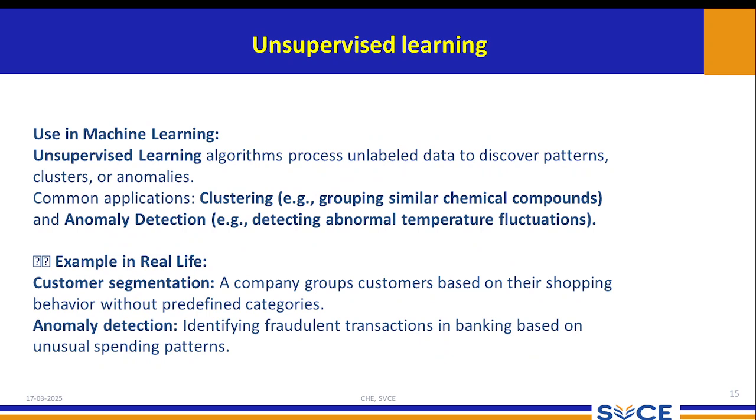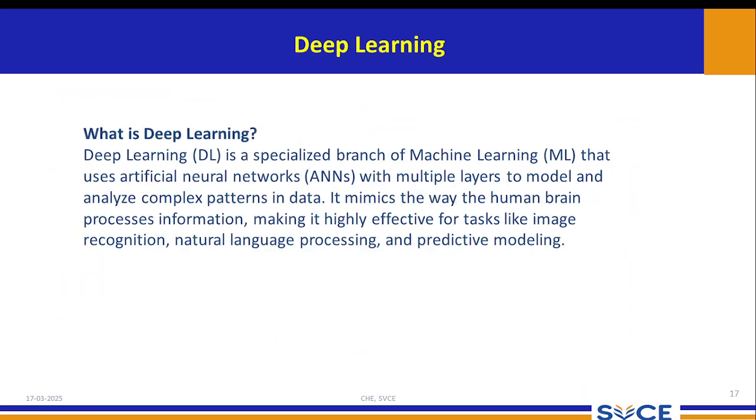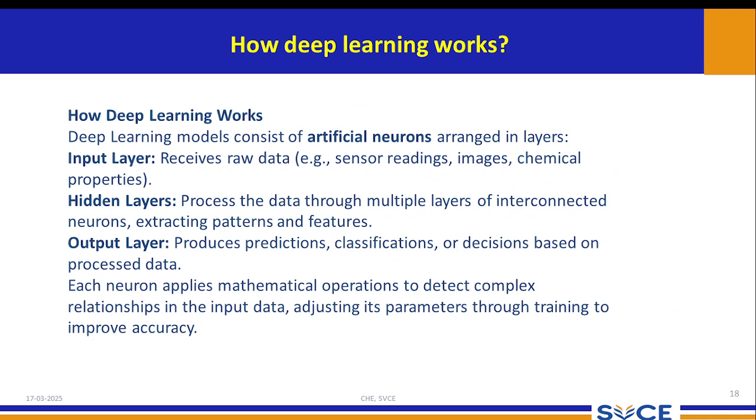Unsupervised learning. So, what is used in machine learning? Okay. So, what is labeled data? What is unlabeled data? Output labels are available in labeled data, yes, whereas in unlabeled data, no. Which we have already seen in more depth, so I will skip that part.